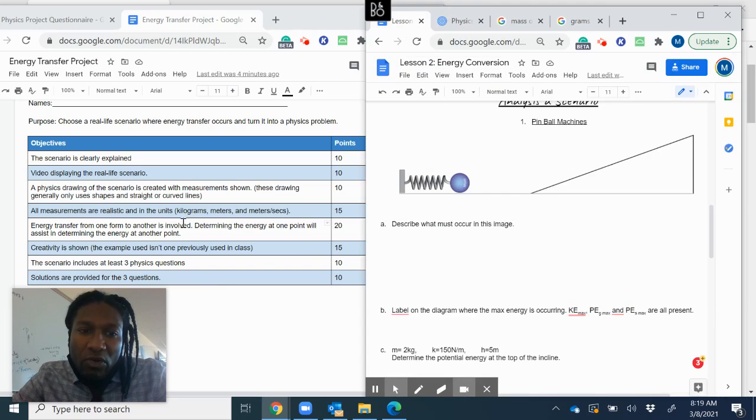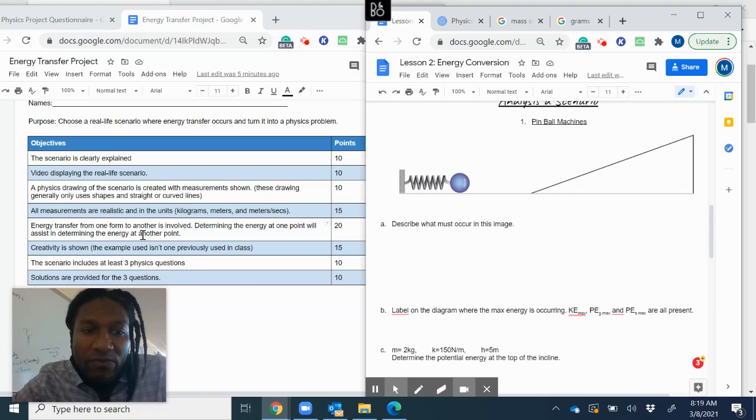You want to make sure that all your measurements are in kilograms, meters, or meters per second. So that's generally the units we've been using. If we're talking about mass, it should be in kilograms. If we're talking about distance, it should be in meters. And if we're talking about how fast, we're talking meters per second. Those are the units that we use. So if you find something in feet, that means you got to change it to meters. If you find something in miles per hour, then you got to change it to meters per second. Google can do that for you pretty easily.